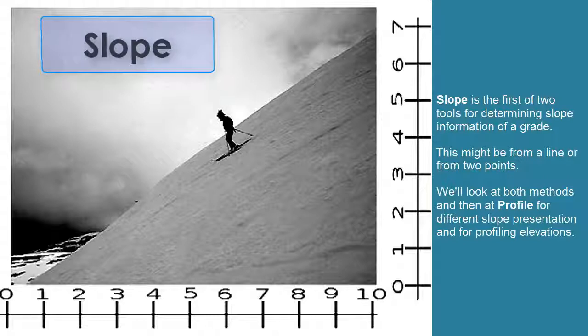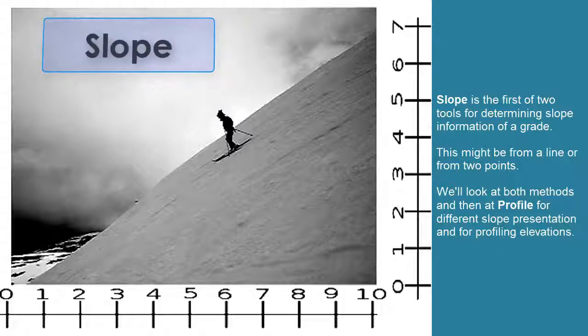Slope is the first of two tools for determining slope information of a grade. This might be from a line or from two points. We'll look at both methods and then at profile for different slope presentation and for profiling elevations.